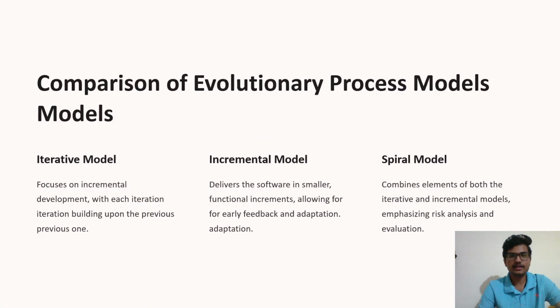So now we'll be comparing the three evolutionary process models that we have seen. First is the iterative model, which focuses on incremental development with each iteration building upon the previous one. Next is the incremental model, which delivers the software in smaller functional increments, allowing for early feedback and adaptation. And the final is the spiral model, which combines elements of both iterative and incremental models, emphasizing risk analysis and evaluation.